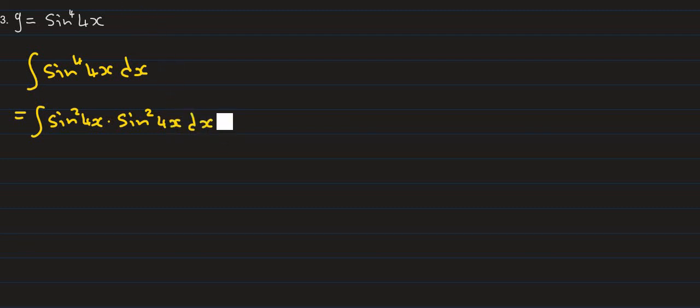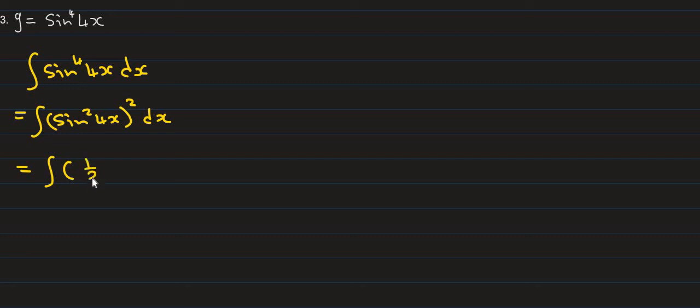From the identity, sine squared of 4x, which is sine squared of 4x all to the power 2 dx. Sine squared of the angle is 1 over 2 minus 1 over 2 cos of the double angle, so 1 over 2 minus 1 over 2 cos 8x, all squared with respect to x.